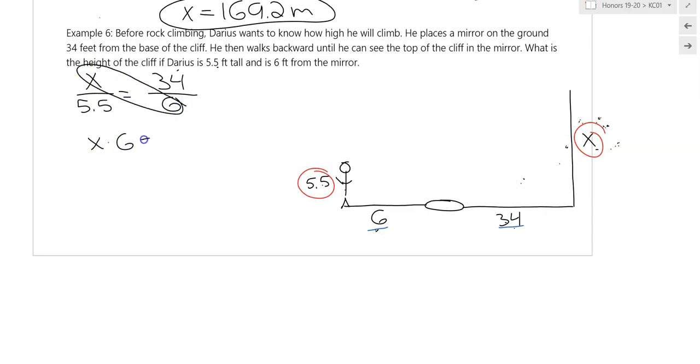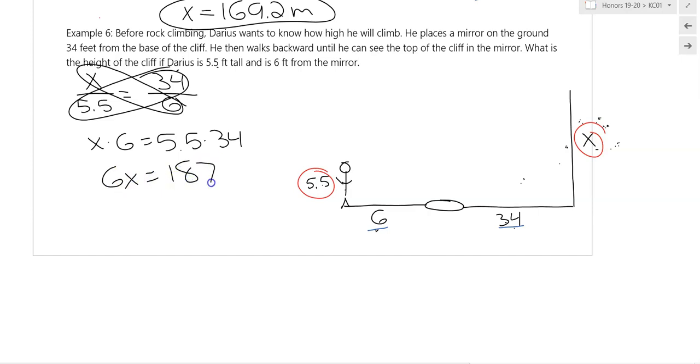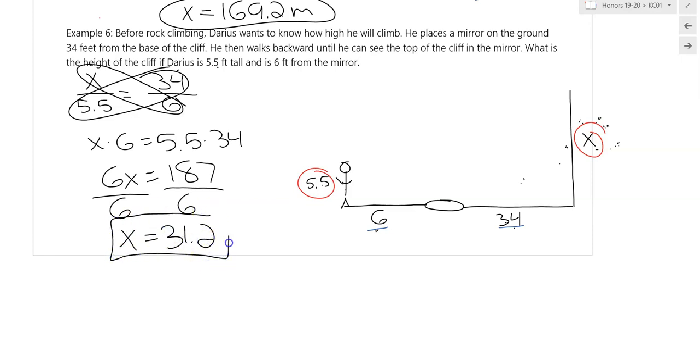X times 6 equals 5.5 times 34. We have 6x equals 5.5 times 34 is 187. 187 over 6 equals 31.2 feet. Don't forget your units.